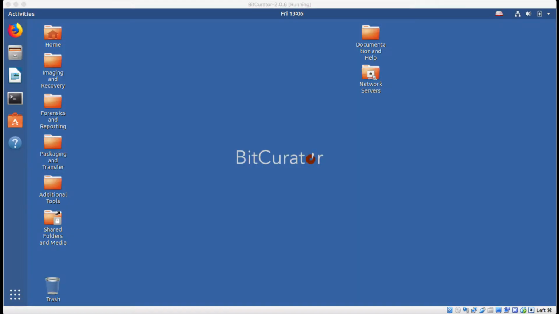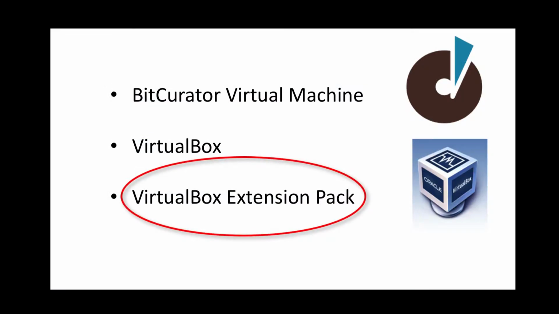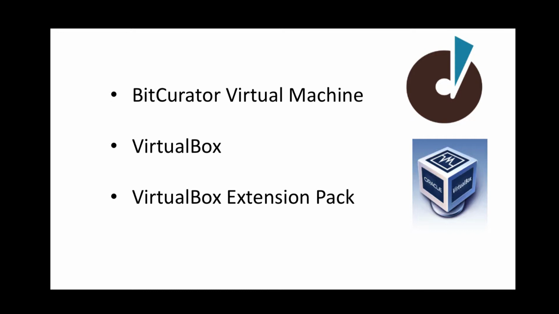A virtual machine is an operating system running within your operating system. The virtual machine has its own applications and software. The BitCurator virtual machine includes BitCurator software and tools along with other applications like a browser. You also need to download the Virtualbox extension pack in order to use USB 2.0 or 3.0 among other features. We will go through how to download the BitCurator virtual machine, Virtualbox, and the extension pack in this video.